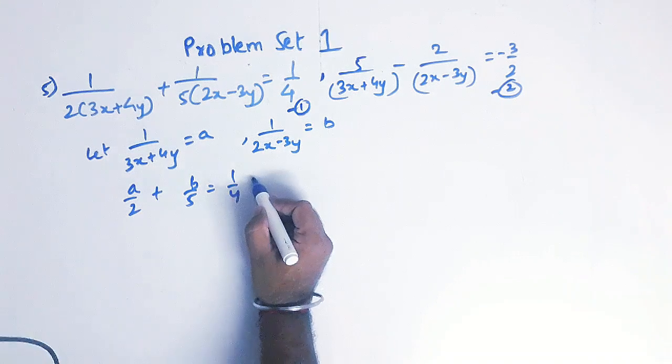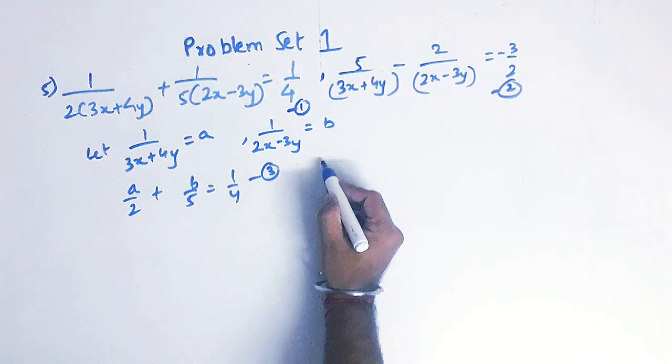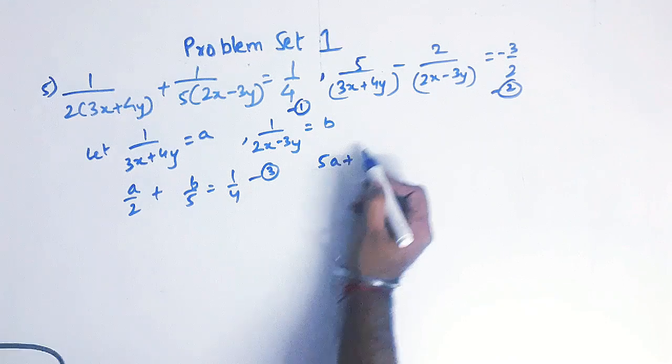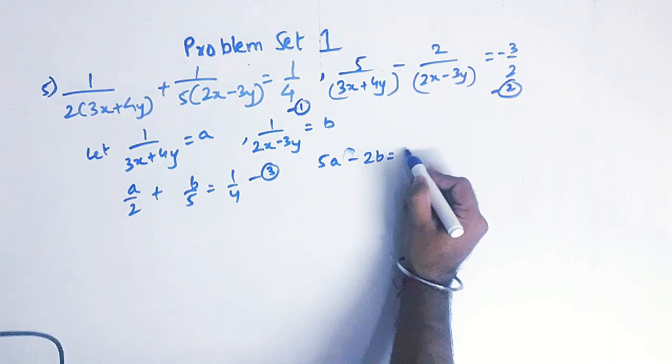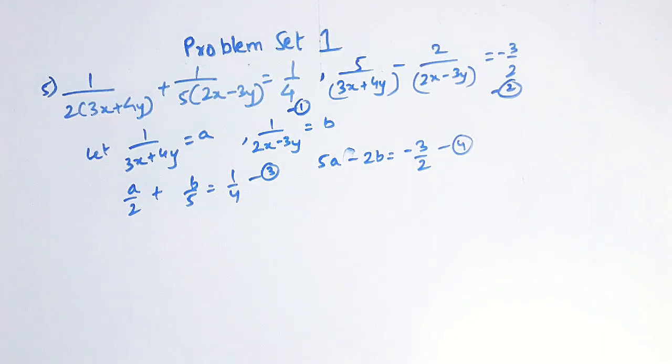This is equation number 3, and this becomes 5a minus 2b equals minus 3 by 2. This is your equation number 4.